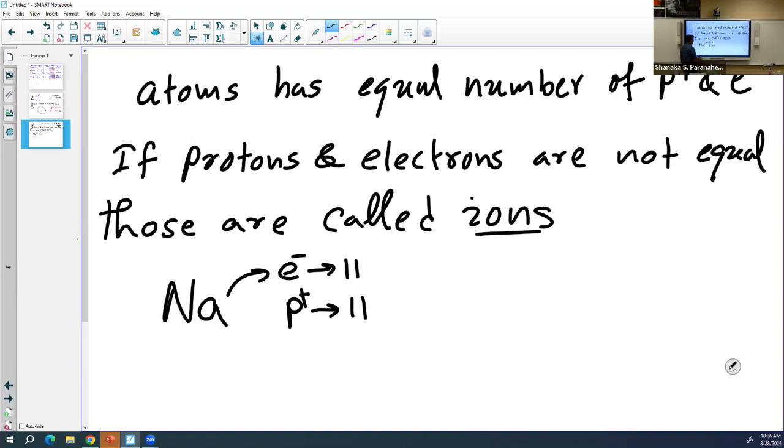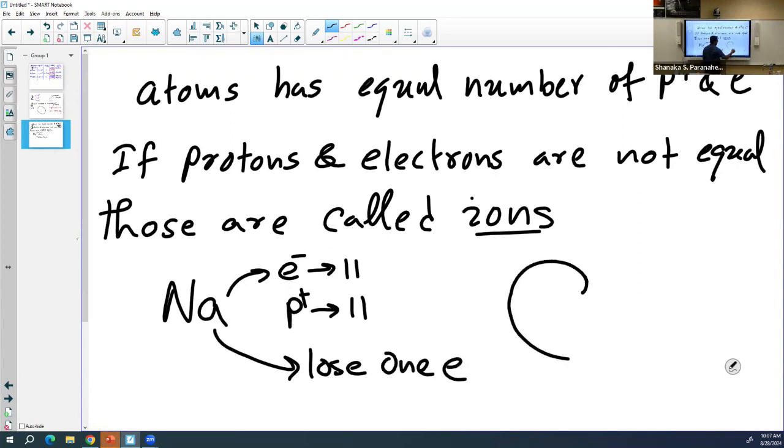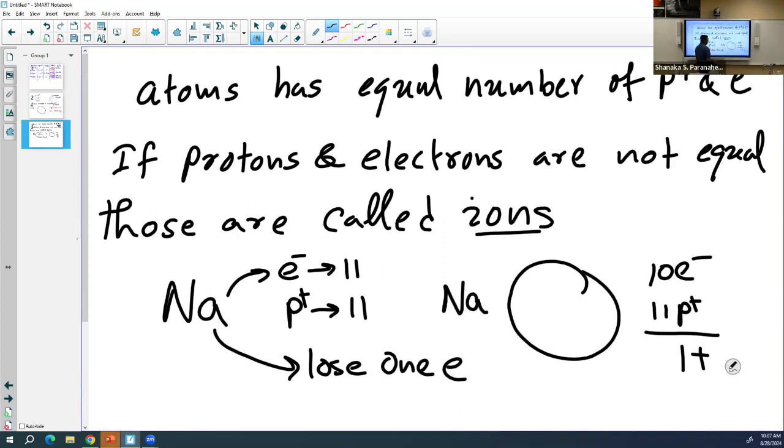So as an example, if this atom loses one electron, then it's going to produce an atom with 10 electrons and 11 protons. So 10 negative and 11 positive. So net charge is 1 and it's positive 1. So it can produce an atom with a net charge, and we indicate the net charge like this. So that's called the ion.